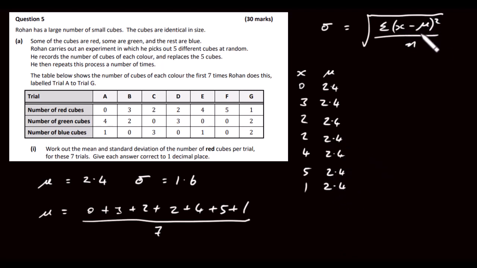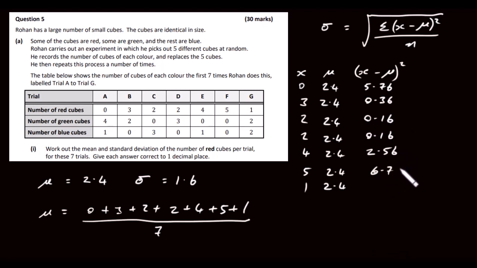Now we want this bit here, x minus the mean, and we want to square it. So if you do that, you get 5.76 here, 0.36 here, 0.16, 0.16, 2.56, 6.76, and 1.96. You want to add all of those up. That's what this symbol here means. Add them all up. When you do that, you get 17.72.